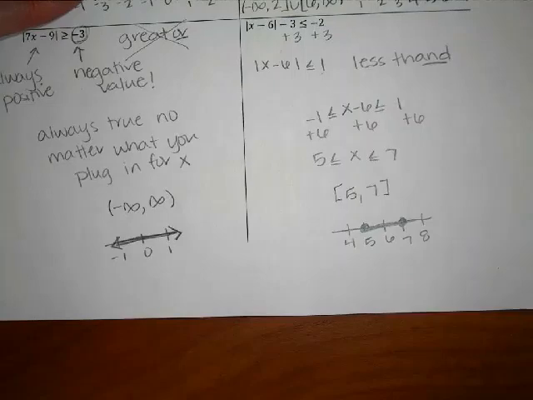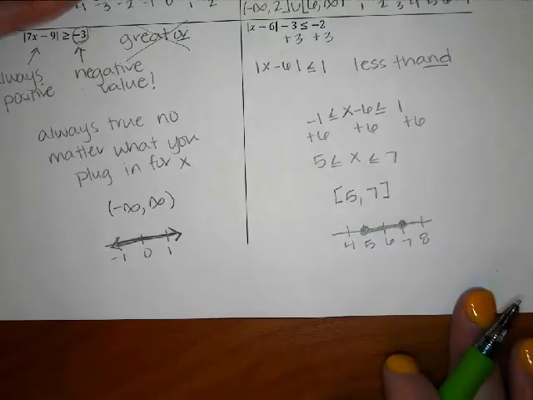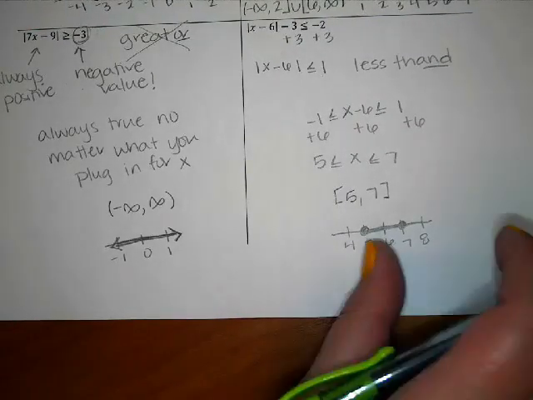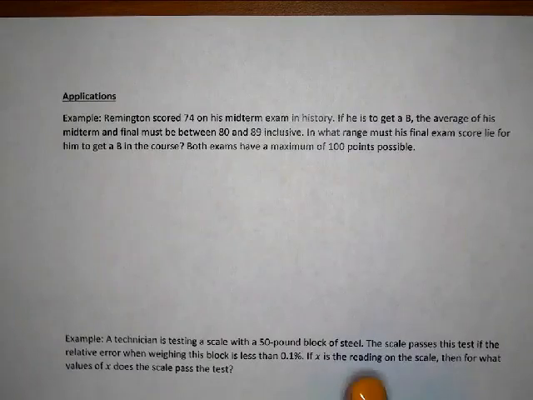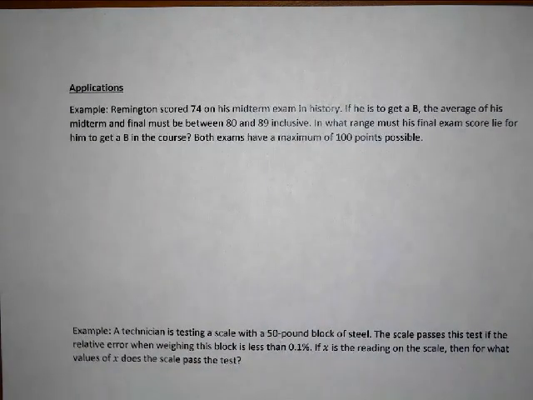And there's our number line answer. All the numbers between 5 and 7 would be true. Okay, let's try a couple of application problems that could use inequalities. Compound inequalities could use absolute value, that sort of thing.